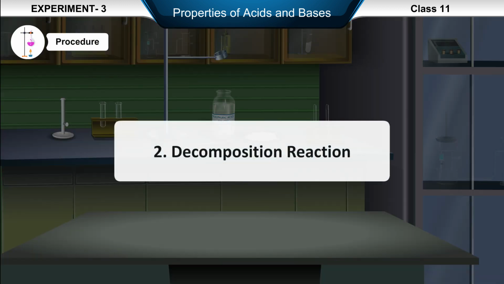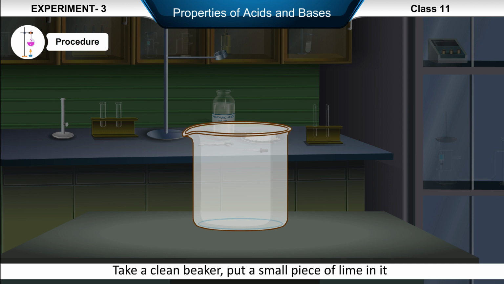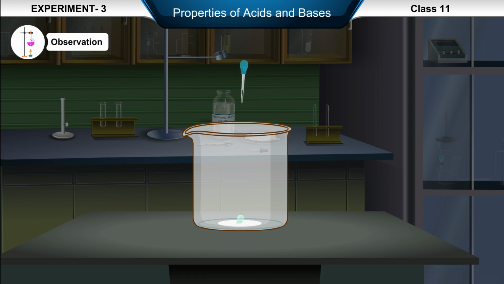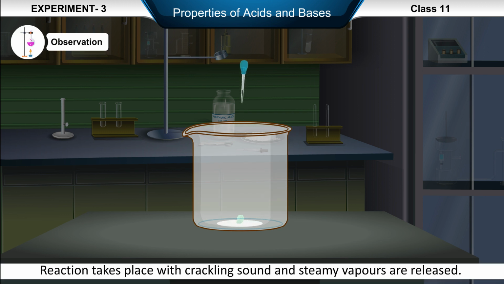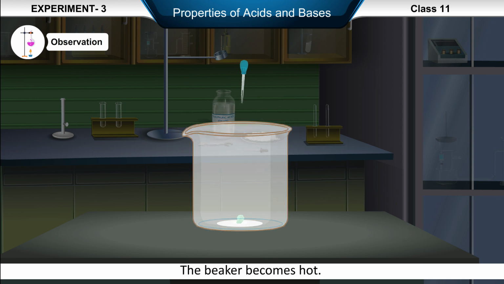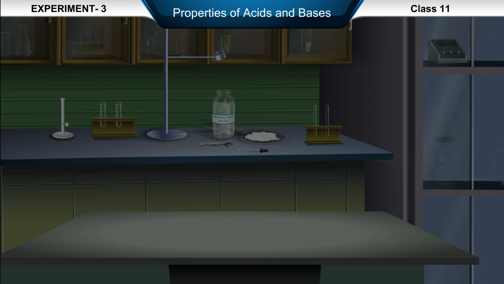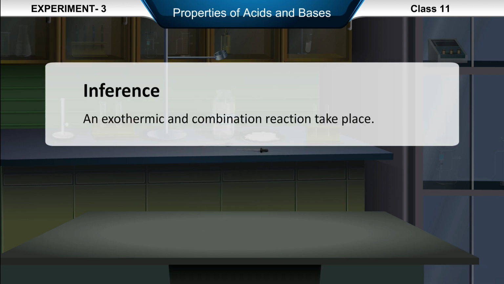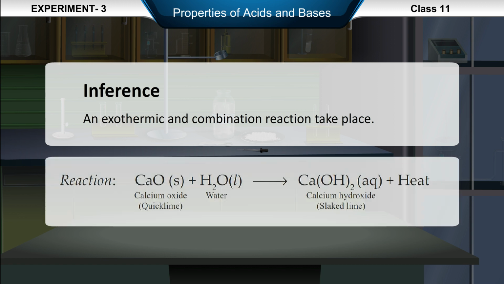Procedure. Experiment 1. Combination reaction. Take a clean beaker, put a small piece of lime in it, and add water drop by drop into the beaker. Observation. Reaction takes place with a crackling sound and steamy vapors are released. The beaker becomes hot. Inference. An exothermic and combination reaction takes place.